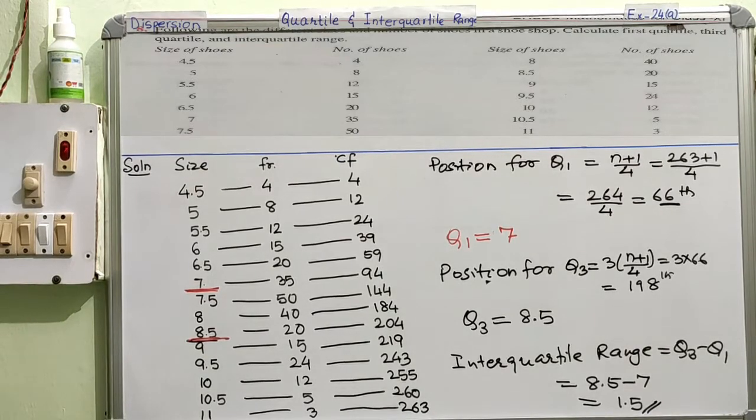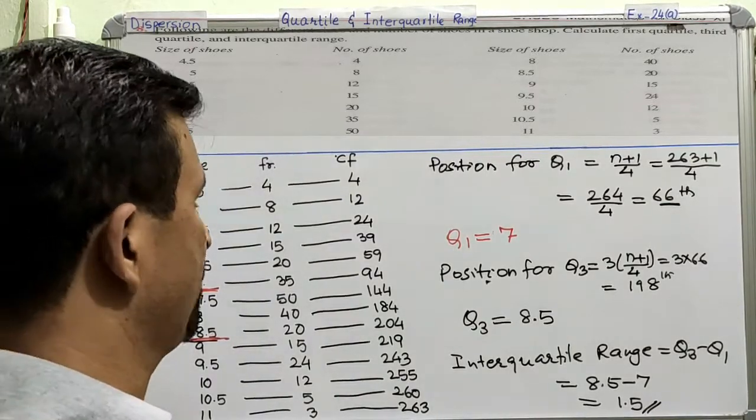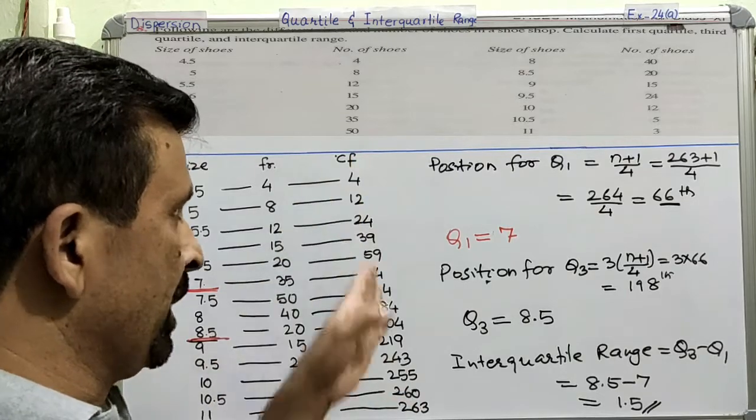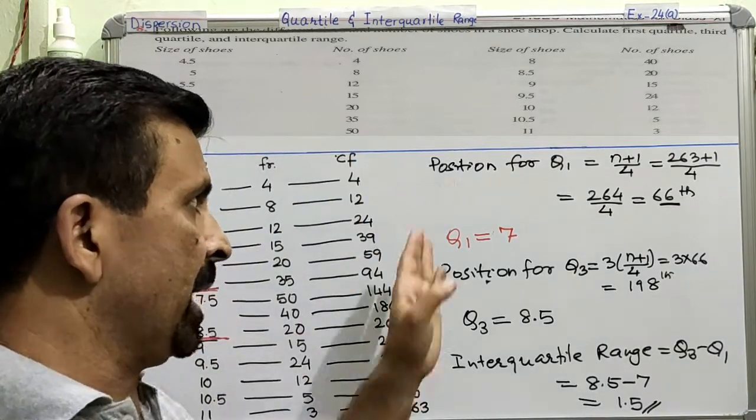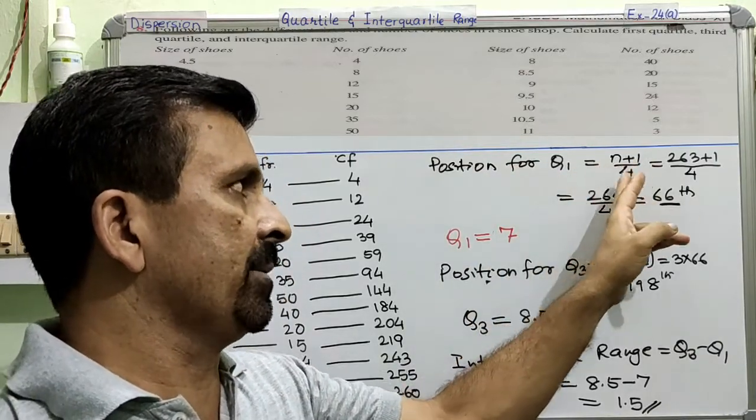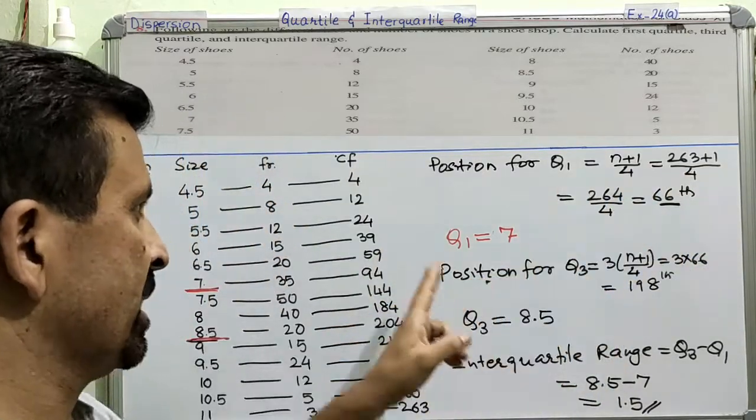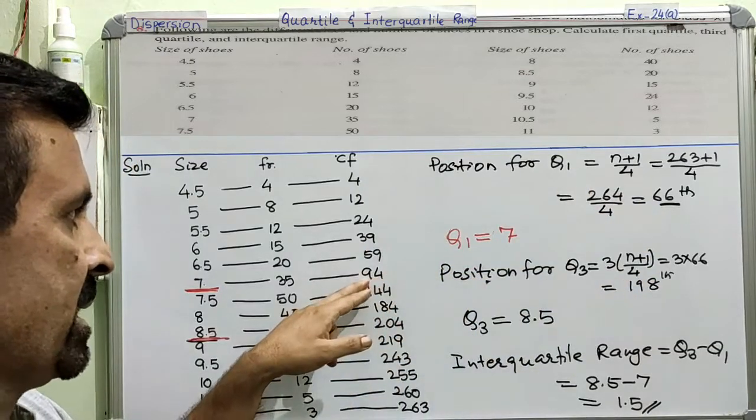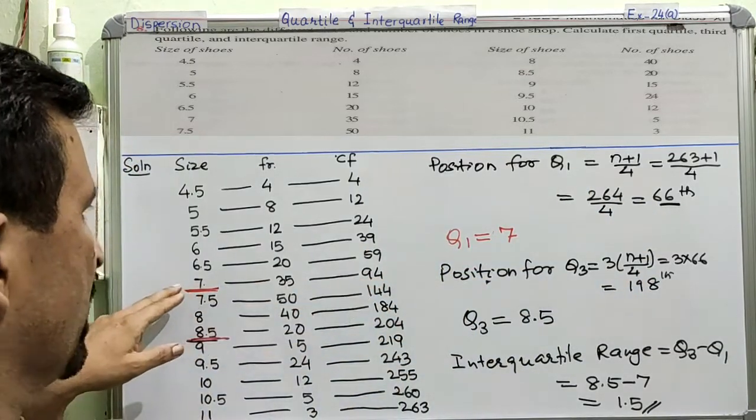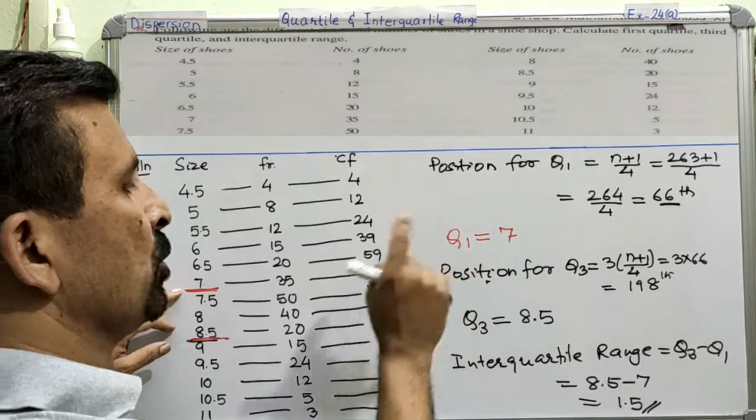Once again, we will summarize this question. We completed the cumulative frequency column. Then we calculated the position for Q1, and for this we used the formula n plus 1 divided by 4, and then we got the position. Then we searched for the location of this 66th data. We came to know that it is somewhere here in this group. Therefore, we picked up the corresponding class mark, corresponding size, and that became Q1.